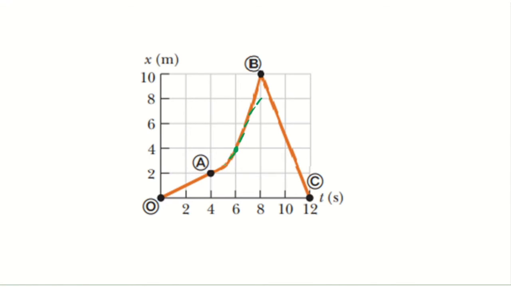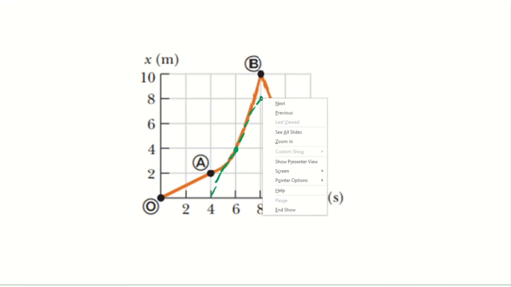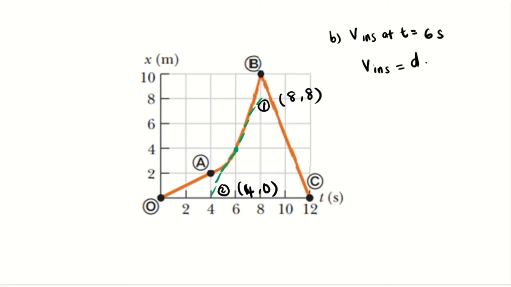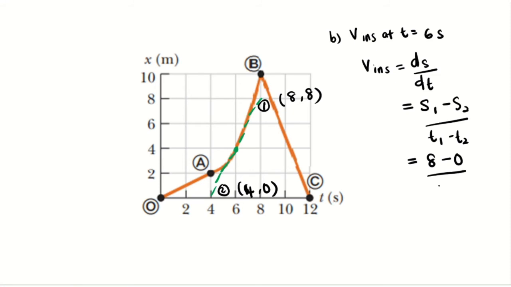Next, instantaneous velocity is velocity at a specific point. So for this question, it asks to find the velocity at t equal to 6 seconds. So we need to draw a slope that passes through that specific point. Once we draw the slope, we can label 2 points. From these 2 points, we can calculate the gradient of the slope. The gradient will equal the instantaneous velocity for that specific time. So any time that falls between the two coordinates will have the same value of velocity.